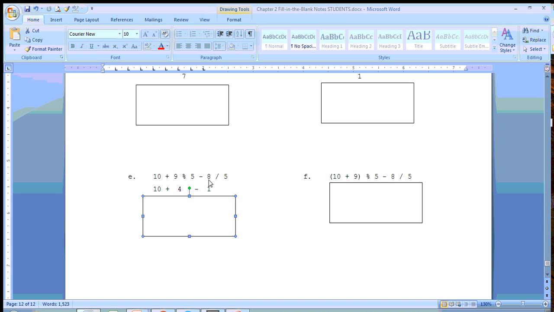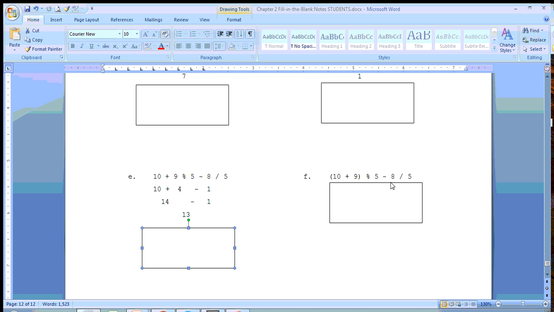Now, in this case, the 8 and the 5 aren't affecting what you just did here. So we could actually do this at the same time, which we will. And so 8 divided by 5 is 1, because 5 goes into 8 once. We don't want the decimal. We cut it off, so you're left with 1. Now you've got plus and minus, which go in order from left to right. So 14 minus 1 is 13.